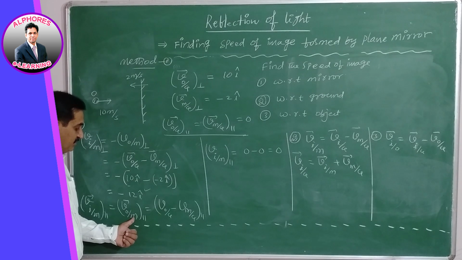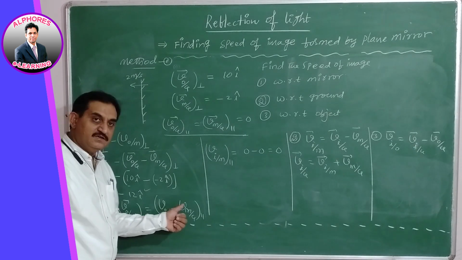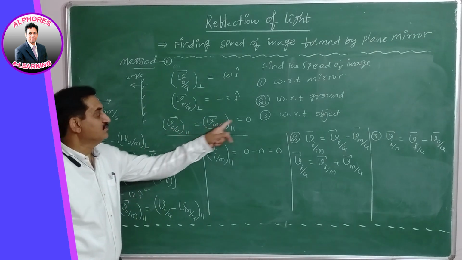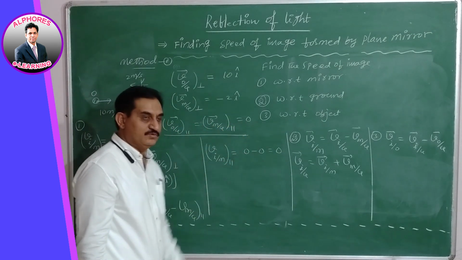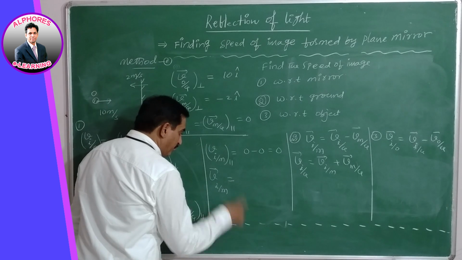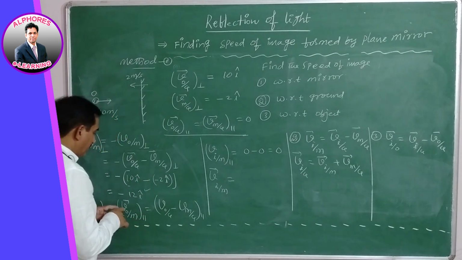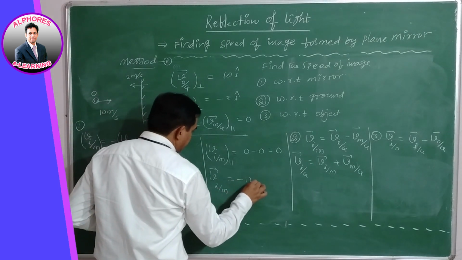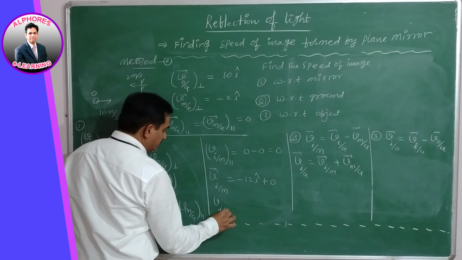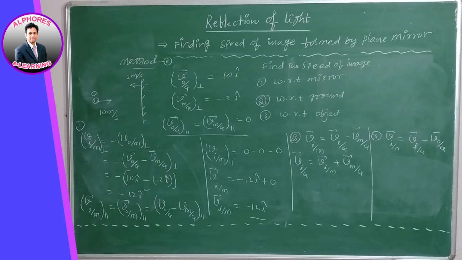Now go for the parallel component, speed of image with respect to mirror. Again, speed of object with mirror in the parallel direction is a relative velocity: object with ground minus mirror with ground, and both are zeros. Therefore, 0 minus 0, 0. Then finally, speed of image with respect to mirror equals the perpendicular component plus the parallel component. The perpendicular component we already obtained, minus 12i, and the parallel component is 0. Finally, speed of image with respect to mirror is minus 12i. This is the final answer.